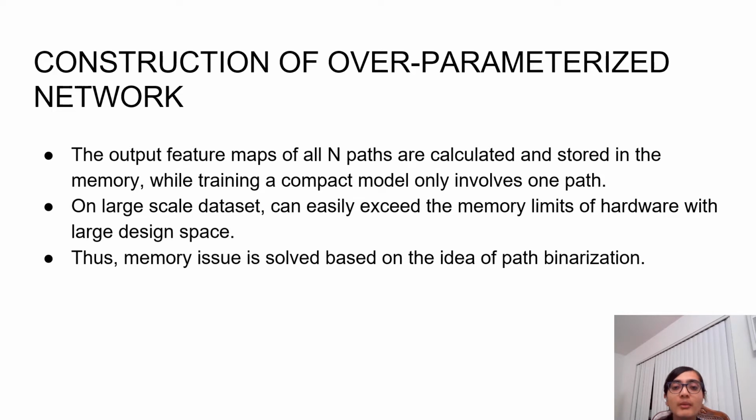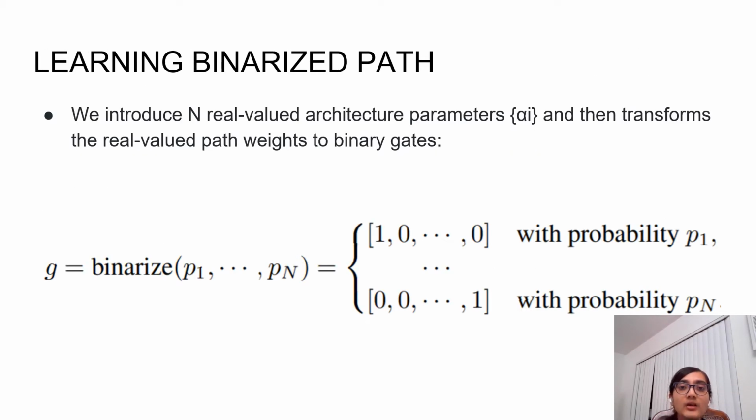This is being solved by the idea of path binarization, wherein when you train a compact model, it involves only one path because there are no parallel paths considered. For constructing the over-parameterized networks, we consider n parallel paths for calculating its weight parameters. We need to binarize the path to overcome the issue of memory.